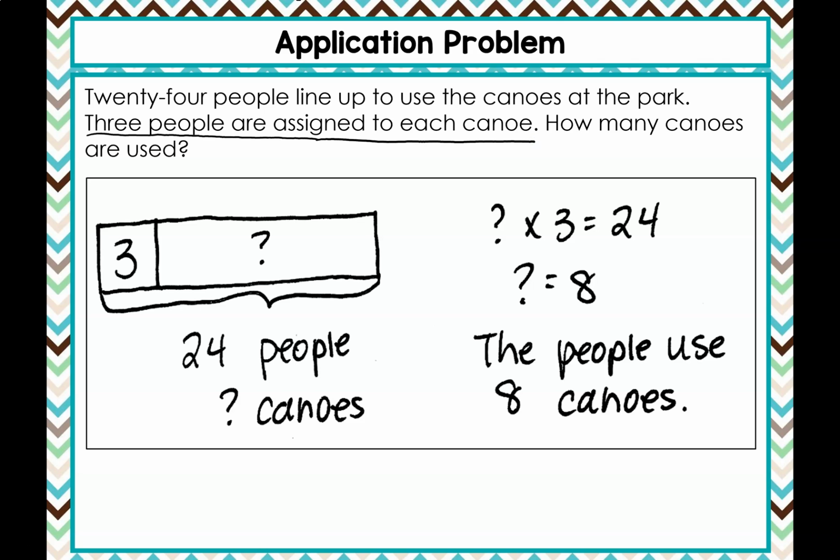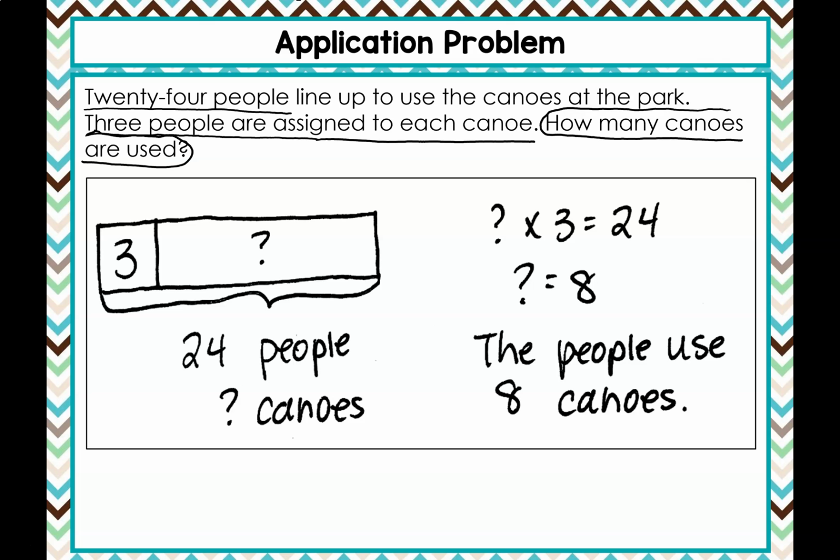Okay, now where did they get the 24? Well, it says 24 people line up to use the canoes. Okay, so then the question mark represents the question that they're asking. How many canoes are used? That's what we're solving for. Okay, and we can already see that the question mark is equal to 8.